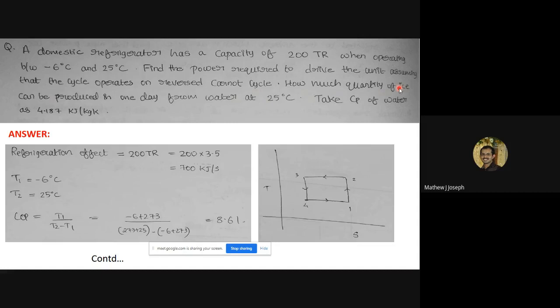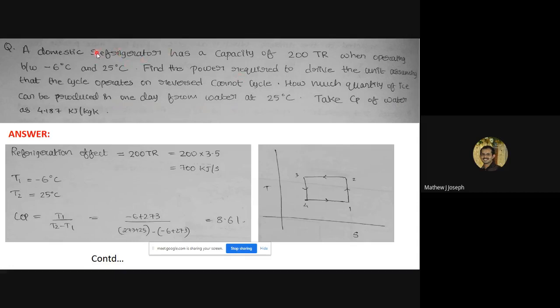Nothing else is mentioned in the question, so we can take the temperature of ice as 0 degrees Celsius itself. But please take care: sometimes in some questions, the temperature of ice may be given as -1 degree Celsius or -2, -4 degrees Celsius. In that case, we have to take that temperature. But here, nothing else is mentioned about the temperature of ice, so we can safely assume it as 0 degrees Celsius.